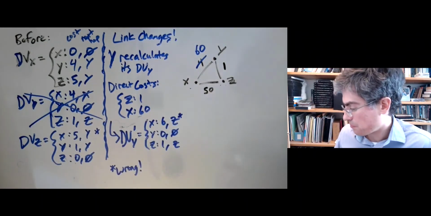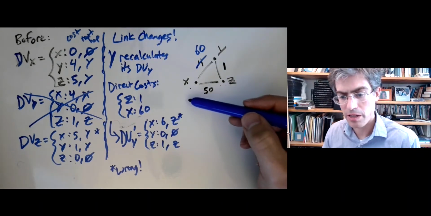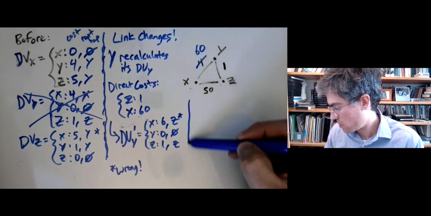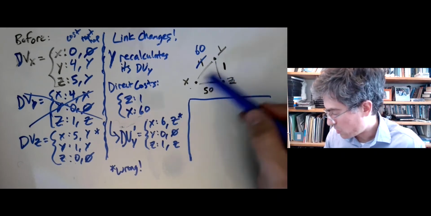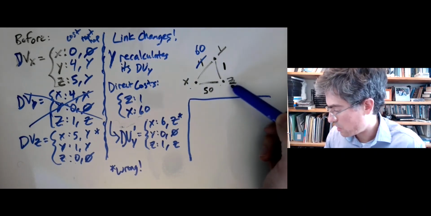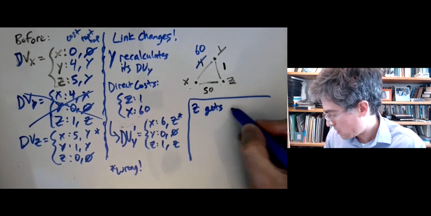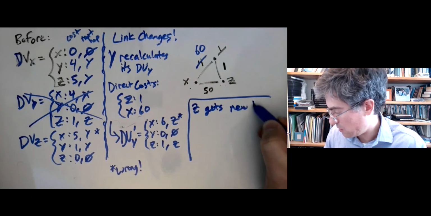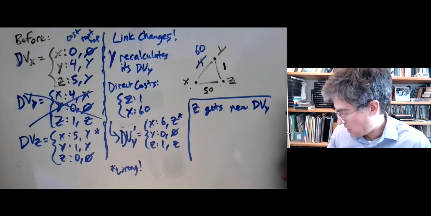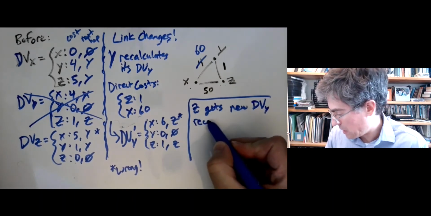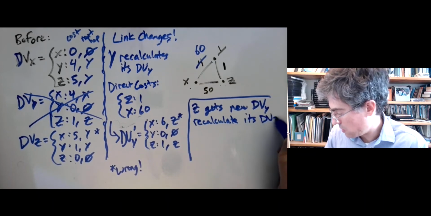And it's going to share that with its neighbors. Now in particular, let's say Y is going to share it to X and Z. Let's say that Z gets the update first. So Z gets the new dv sub Y, so Y's new distance vector. And then it must recalculate its dv, which is dv sub Z.